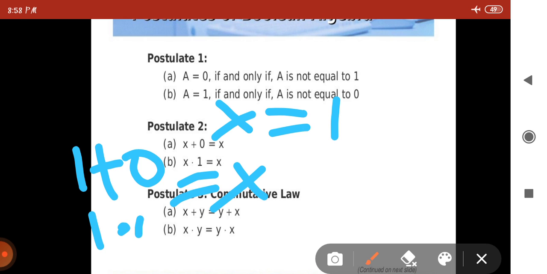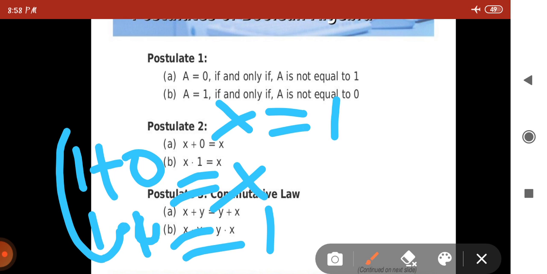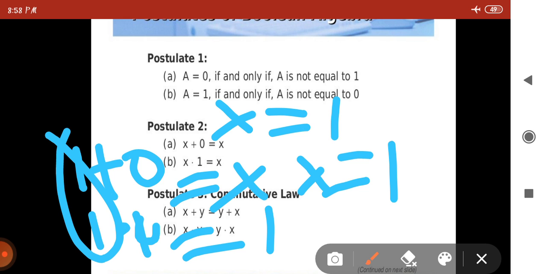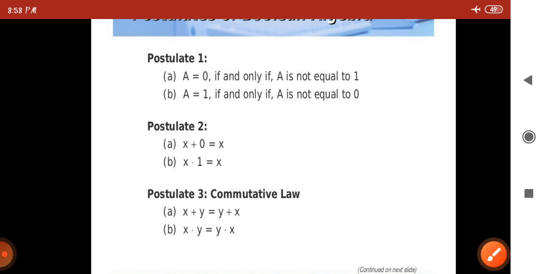1 into 1 only comes 1. That's why this x equals 1. We have to think about it. These kinds of multiple choice questions will come. Now, what is the answer? They will give these conditions, what is the value of x? X is 1.